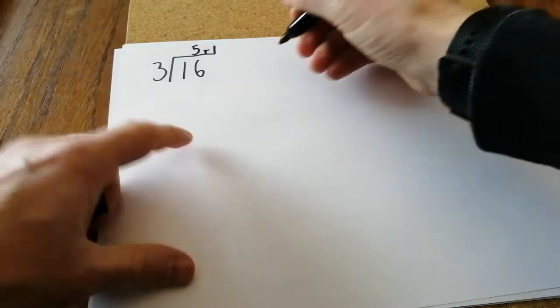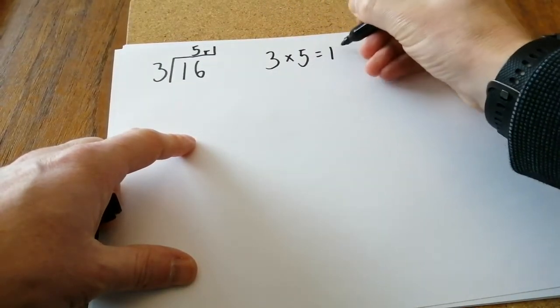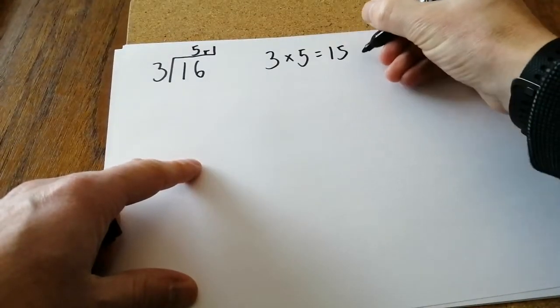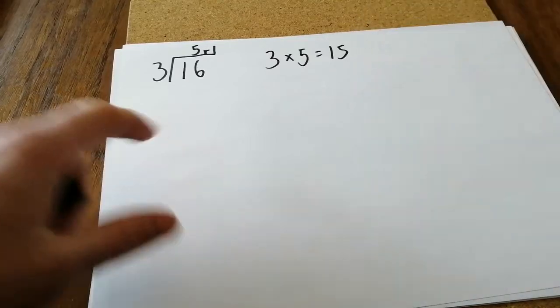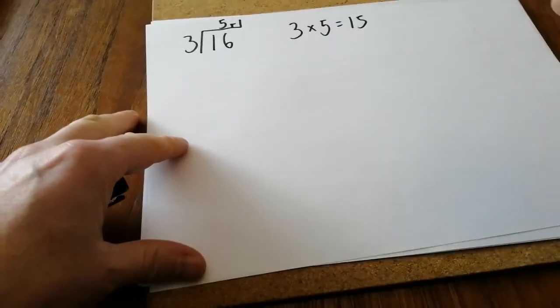Let's think that through. 3 times 5 equals 15. To get up to the 16, we would need another 1. So that would be our remainder in this case. So the difference of 1 is correct. Do one more.